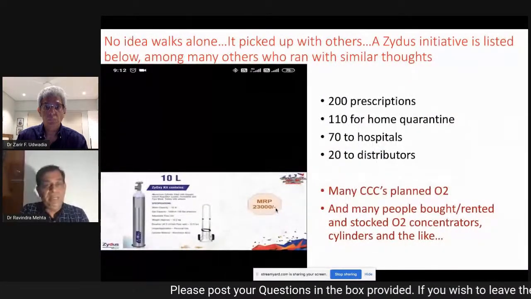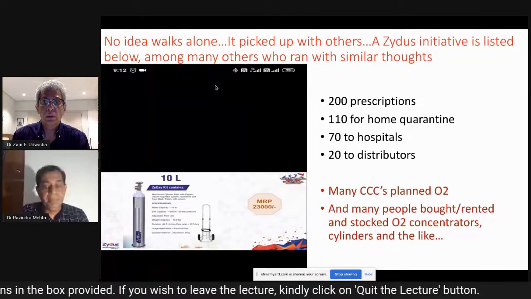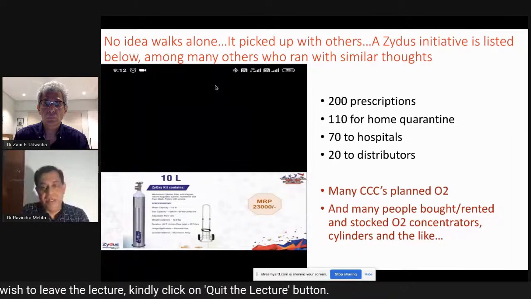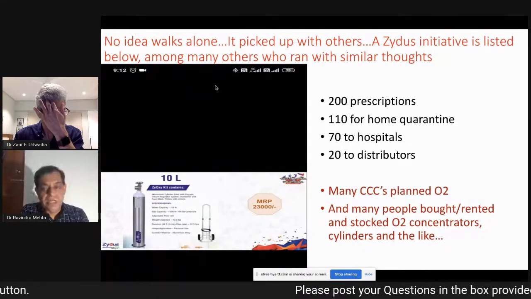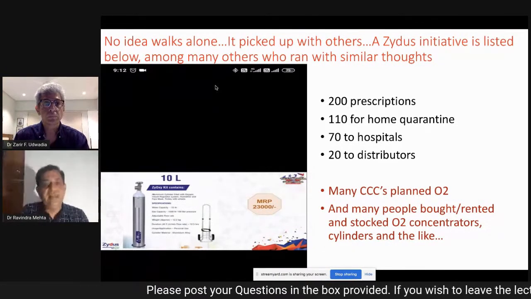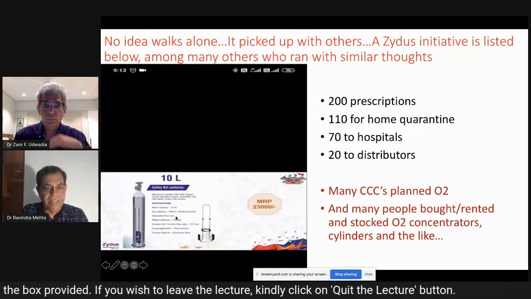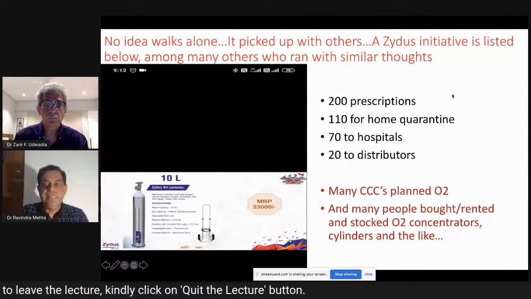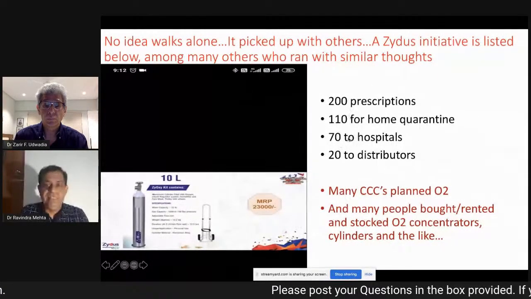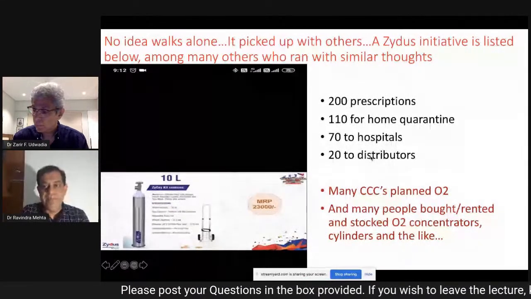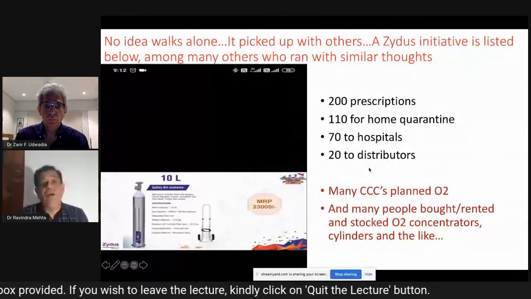No idea walks alone. I believe that necessity, as we said, leads to so many people rising to the occasion. I was talking offline to Zarir also, who mentioned how people are asking him, apartment complexes want to run small isolation beds, to the point of even some intensive care beds in their clubhouses and so on. Meanwhile, Zydus, one of the companies, came out with a scheme where they said, we can give you oxygen. And I called the Zydus people to get data from their success. These are the sort of numbers they did, and they managed to give a decent number of people home oxygen in the time required. And as Zarir showed, many CCCs planned oxygen, which is done all across the country.